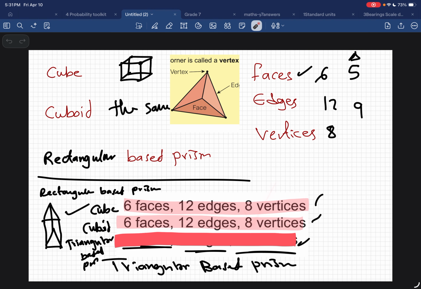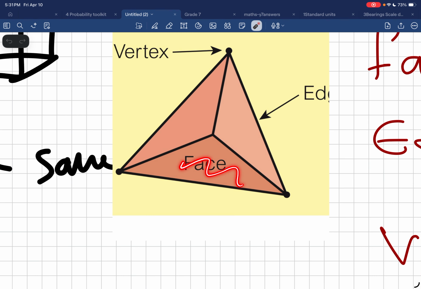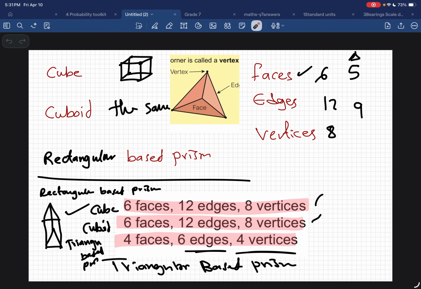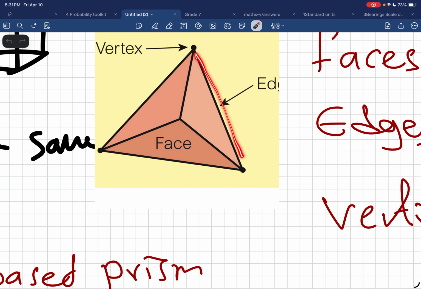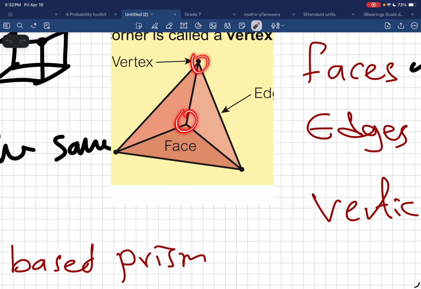As for the triangular prism, it's really important to notice that it has 4 faces, 6 edges, and 4 vertices. Let me show you. 4 faces because 1, 2, 3, and the fourth on the front. And we're going to have 6 edges: 1, 2, 3, 4, 5, 6 edges, and 4 vertices: 1, 2, 3, and 4 vertices, as you can see in front of you.